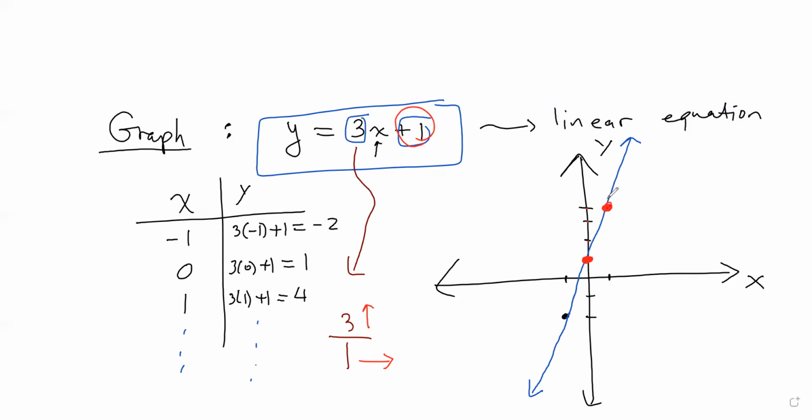And I can keep on doing this. If I keep on doing this, then I'm just going to keep getting more points. So 1, 2, 3 over 1. And you see I get another point right here. So that's another way of finding points that can be connected by this straight line.